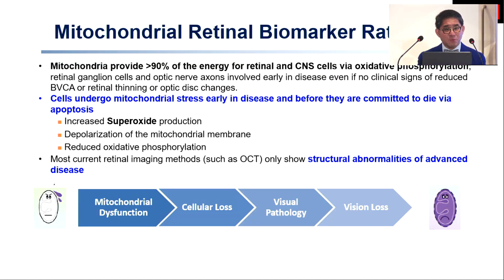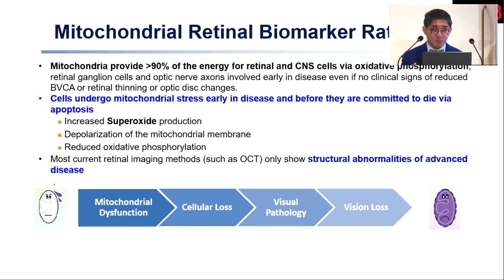The concept here is that we recognize that when the cell undergoes mitochondrial stress early in the disease and before they commit to apoptosis, this is very important. The cell dysfunction, mitochondrial dysfunction, occurs very early before the so-called apoptosis or cell death. So we definitely want to catch the disease at that stage. Most current retinal imaging, such as OCT, only shows the structural abnormality of advanced disease. If you look at the scale on the bottom, from left to right, you see the mitochondrial dysfunction. That's relatively early.